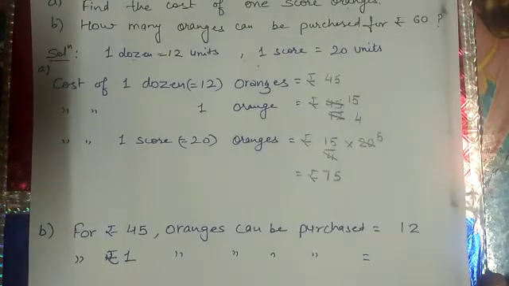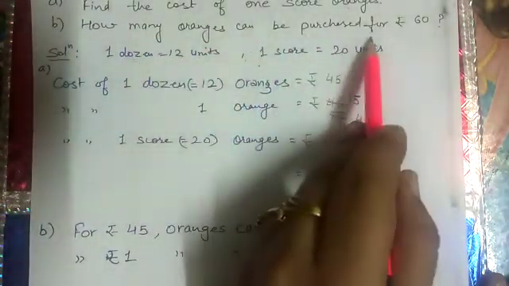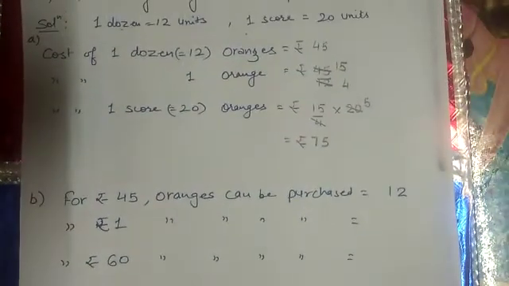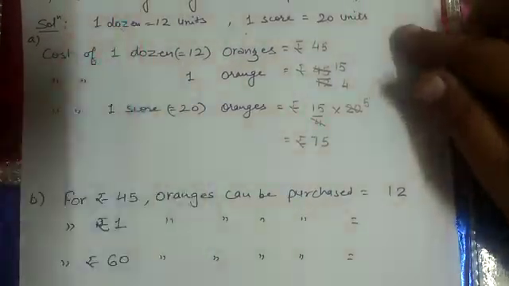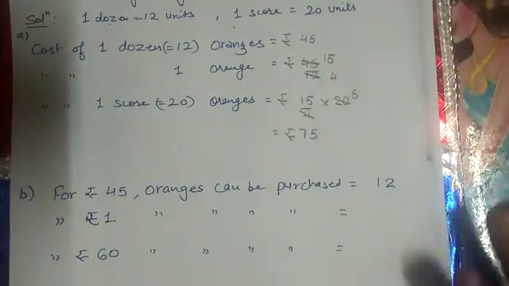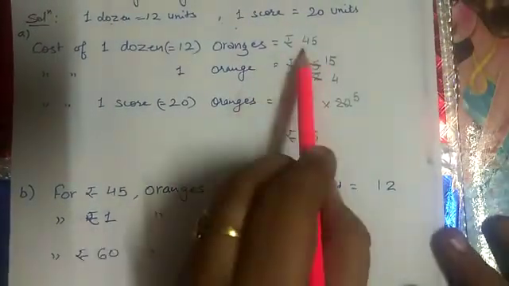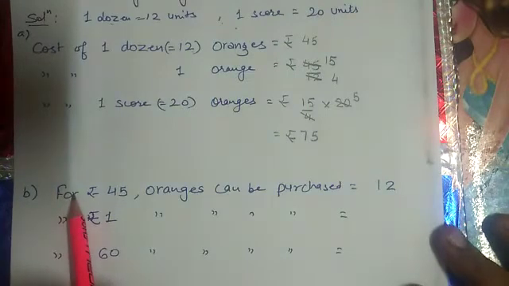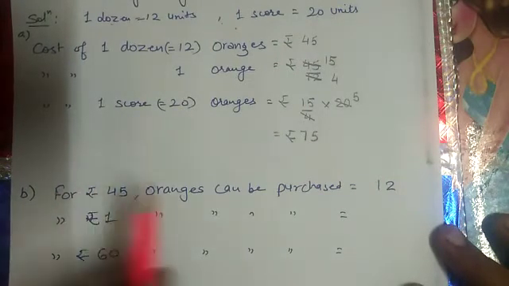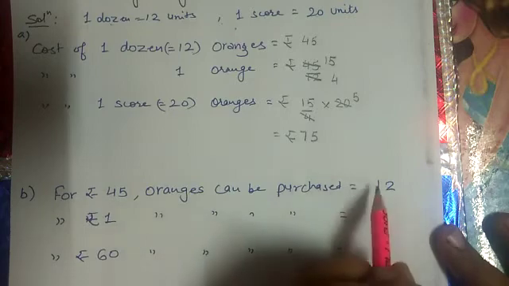Now, B part. How many oranges can be purchased for rupees 60? This time we are given the cost and we have to find the number of oranges. So we will write here rupees 45 on the left side, that for rupees 45, 12 oranges can be purchased.